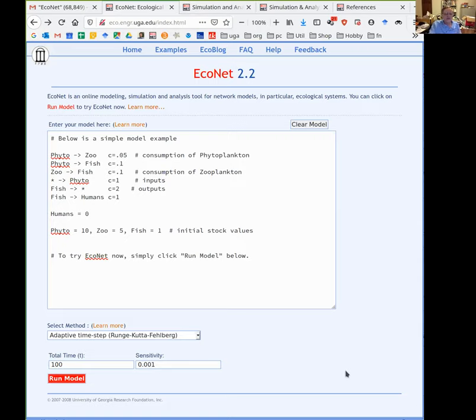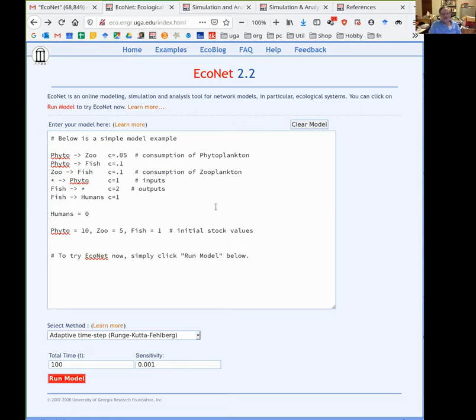But you could play with that, in the sense that no matter how you set this up, the Econet is going to try to do it. For example, when you don't include an output from the humans, that tells you, okay, wait a minute, maybe my conceptual model is not exactly what's happening, because of course you're not just taking fish out of the system and having them pile up and accumulate forever. They're going to go somewhere.